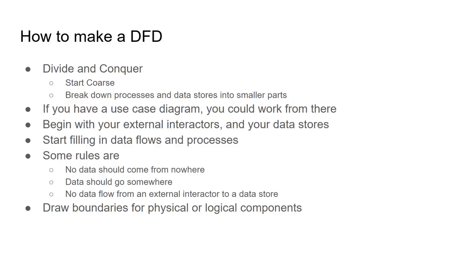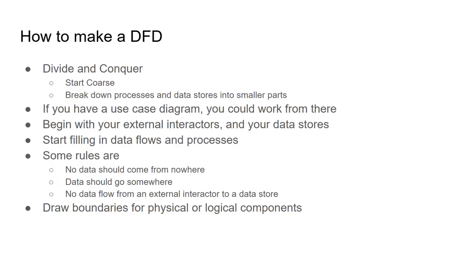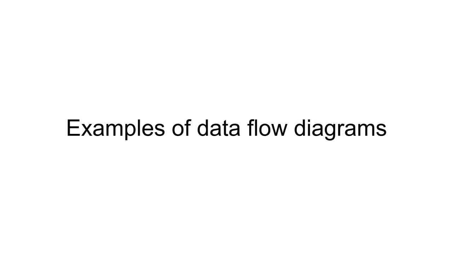And ideally, you wouldn't have any direct links between external interactors and data stores. It just makes common sense that you don't directly interact with your database. Instead, it comes via some process in your application. Once you have some interactors, data flows, processes, and data stores, you can draw some lines around subsets of the diagram to indicate physical or logical boundaries in your system.